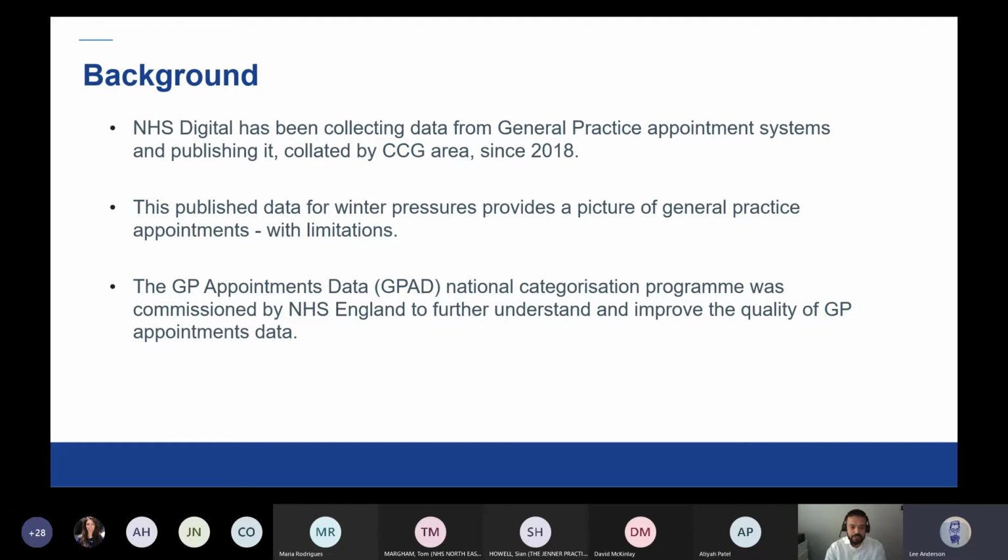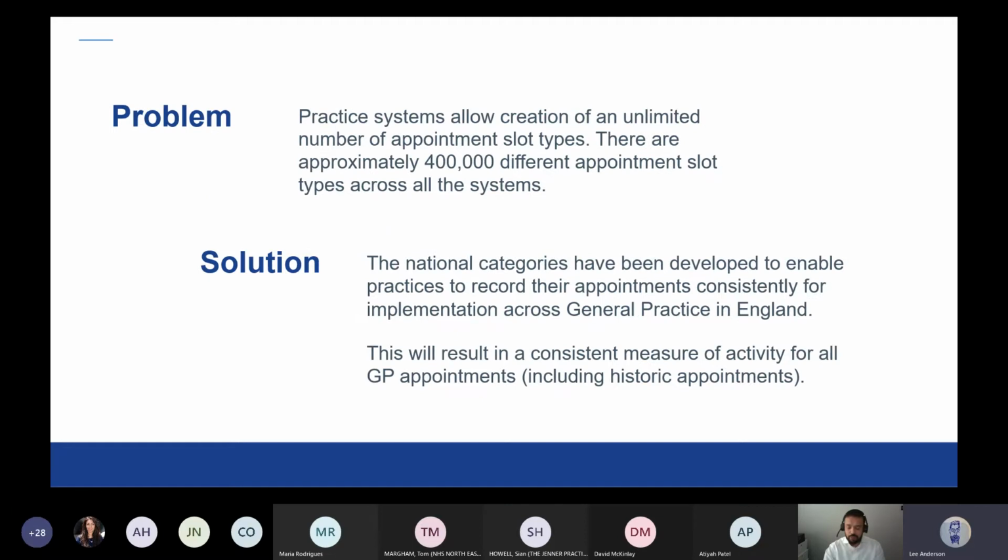So if we could just move to the next slide, please. If we think about it from a practice level, all practices work differently. It's hugely varied in terms of how people use the systems, again, in terms of the behavior that drives them to use the system in a way that fits their needs, and it doesn't always collate to what we want from a national requirement. When we actually looked into the appointment slot types, we recognized that there are 400,000 different unique slot type names. And there wasn't any logical way for us to look at the data and make it available nationally to consistently compare that data.